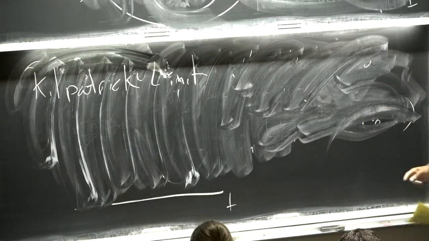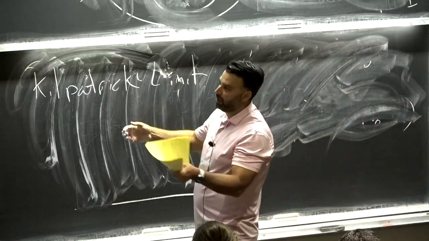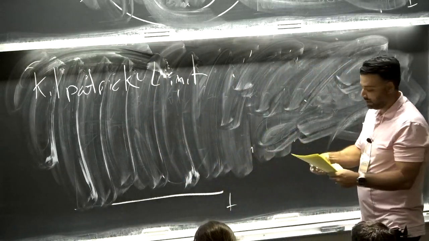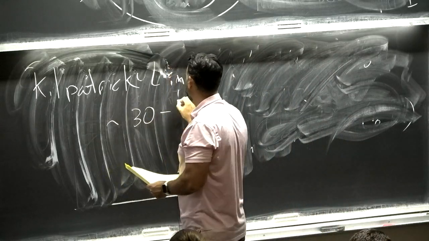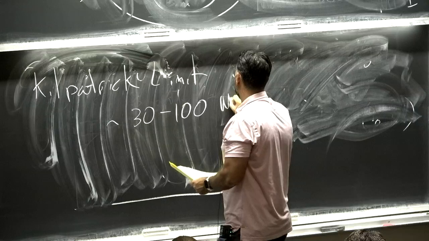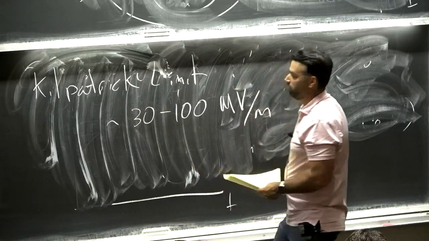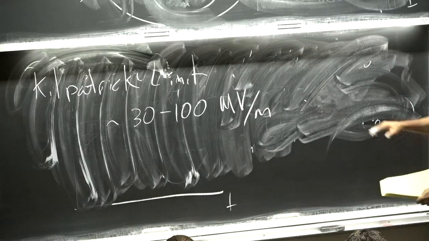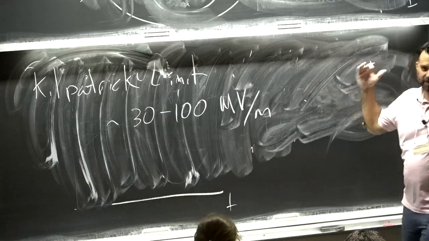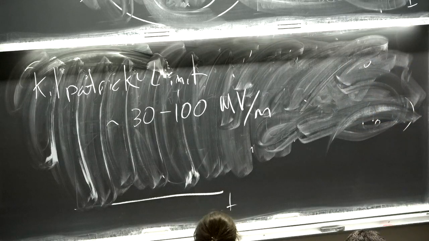It turns out that the Kilpatrick limit for normal conducting and superconducting cavities gives you a gradient that is roughly between 30 to 100 megavolts per meter. So RF cavities are a great way where I don't have to have a large Umax. I can get a large acceleration if I keep stacking them one after the other. But unfortunately, there is a limit to technology right now in terms of the gradient of the accelerations that we can do.